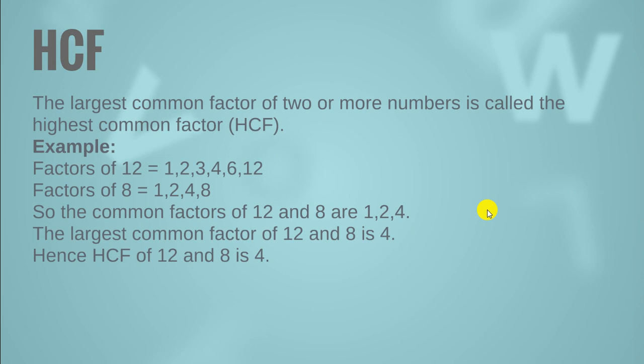Now, you need to see the example. Factors of 12 are 1, 2, 3, 4, 6, and 12, and factors of 8 are 1, 2, 4, and 8. So the common factors of 12 and 8 are 1, 2, and 4. Here you can see the largest common factor is 4, so the highest common factor of 12 and 8 will be 4. Basically, the largest common factor between two numbers is known as the highest common factor. Not so difficult.